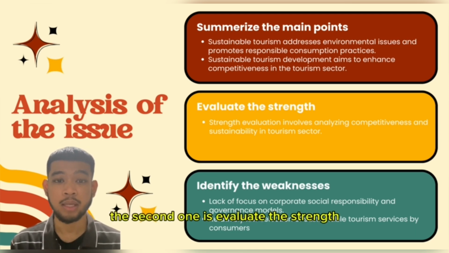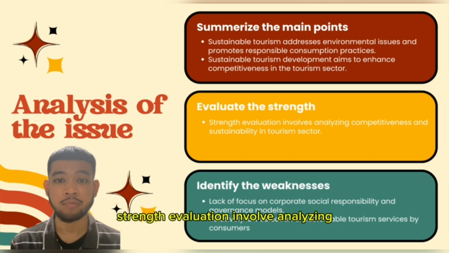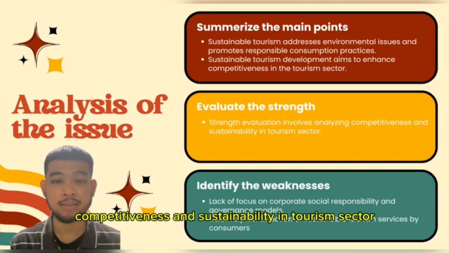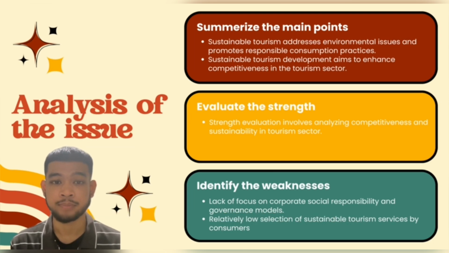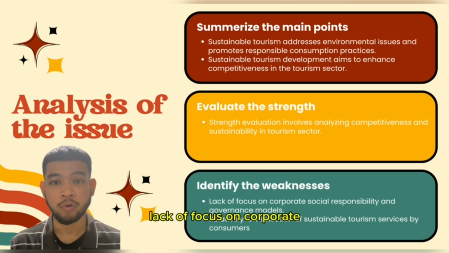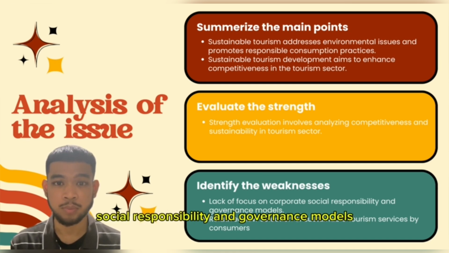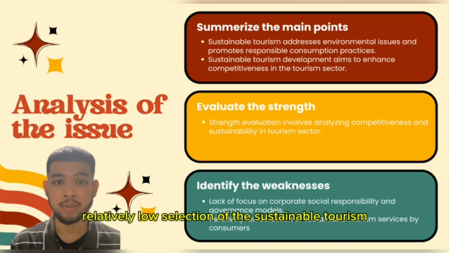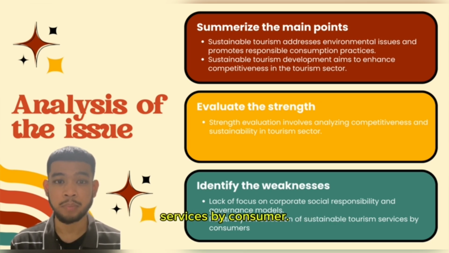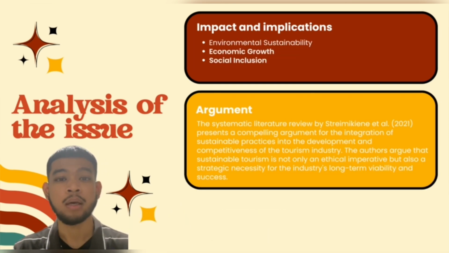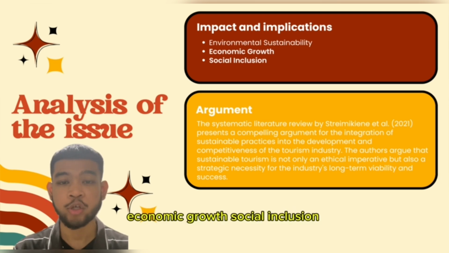The second one is to evaluate the strength. Strength evaluation involves analyzing competitiveness and sustainability in the tourism sector. The third one is to identify the weaknesses: lack of focus on corporate social responsibility and governance models, and relatively low selection of sustainable tourism services by consumers. And next is impact and implication: environmental sustainability, economic growth, social inclusion.